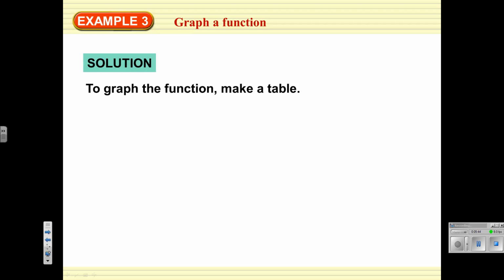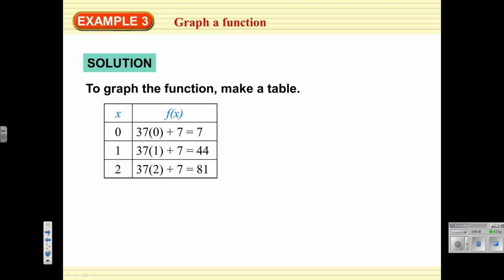Okay, so to graph the function, make a table. That's on your notes, this table right here. So this right here, outside of your table, please write 1995. There were no years since, so there were probably about 7 wolves, because 37 times 0 is 0 plus 7. This would be 1996, and this would be 1997, just so that you can understand where we're getting our x values from.